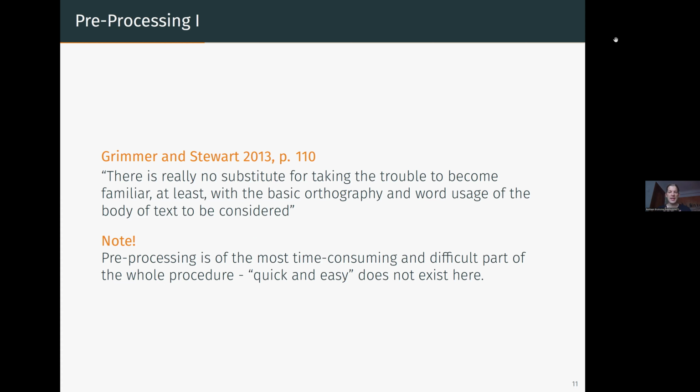And this pre-processing is therefore one of the most time-consuming and difficult parts of the whole procedure. Quick and easy does not exist here. So if you do go to the text analysis, your pre-processing is probably going to take most of the time. Running the fancy method, that's the easy bit. Interpreting, visualizing might take time, but the method, what we focus on mostly here, is actually the easy bit.